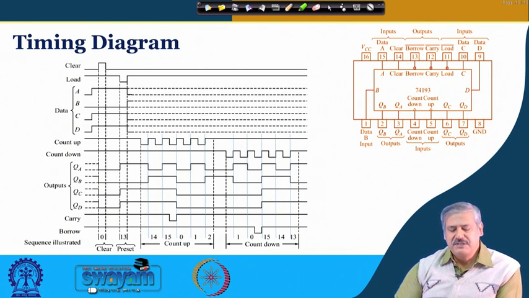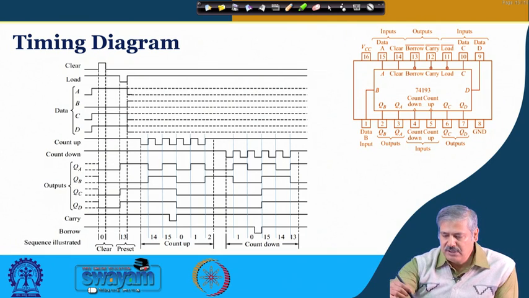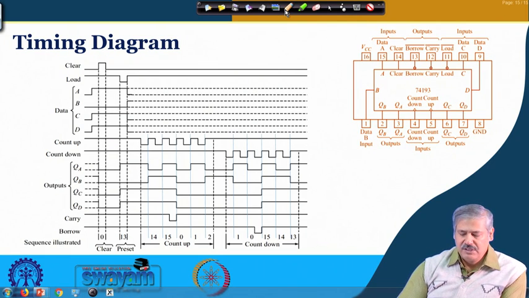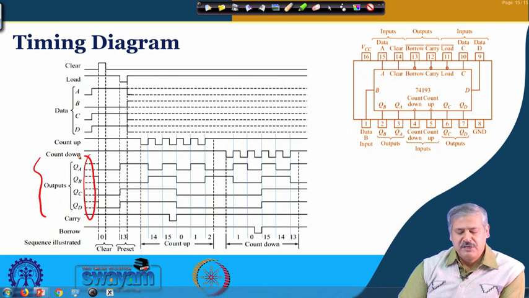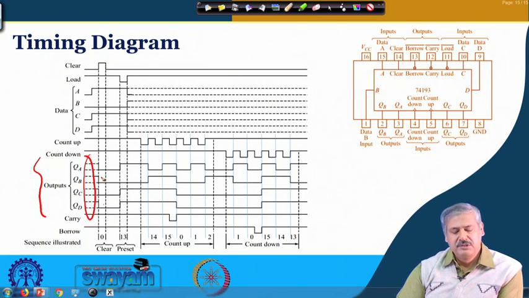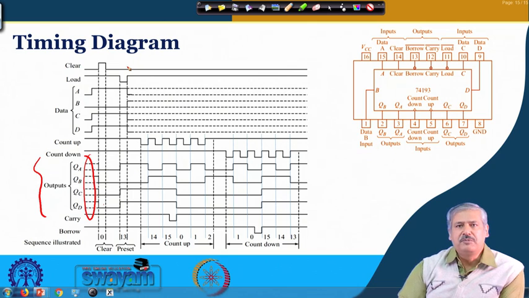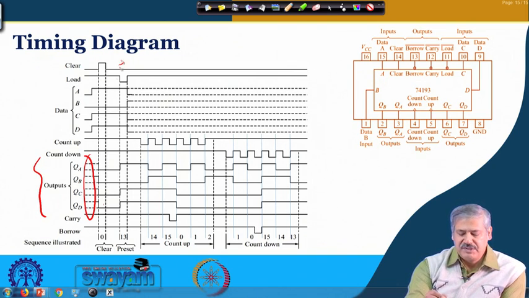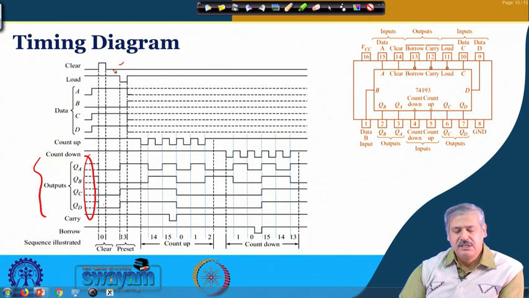This is the timing diagram I was talking about. Initially the counter may have some value on QA, QB, QC, QD. Whenever you give a clear, all of them get cleared, asynchronously cleared. You can see that all of them are cleared. After that the clear input is taken away, inactive. The clear is active high.